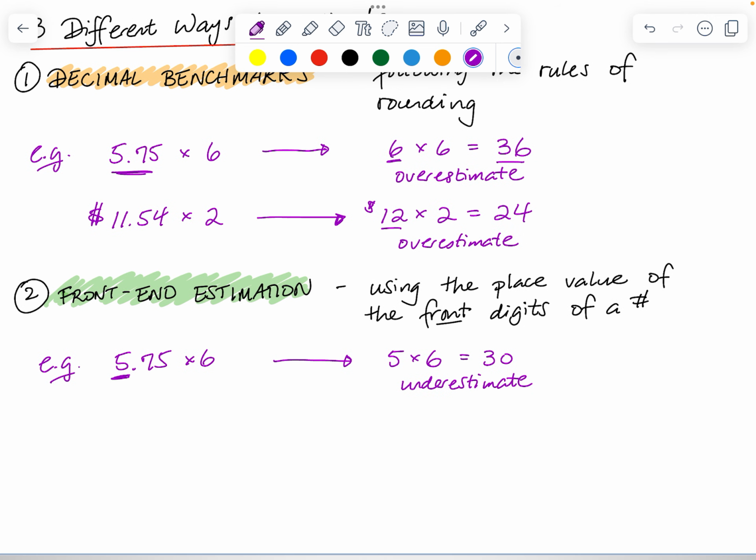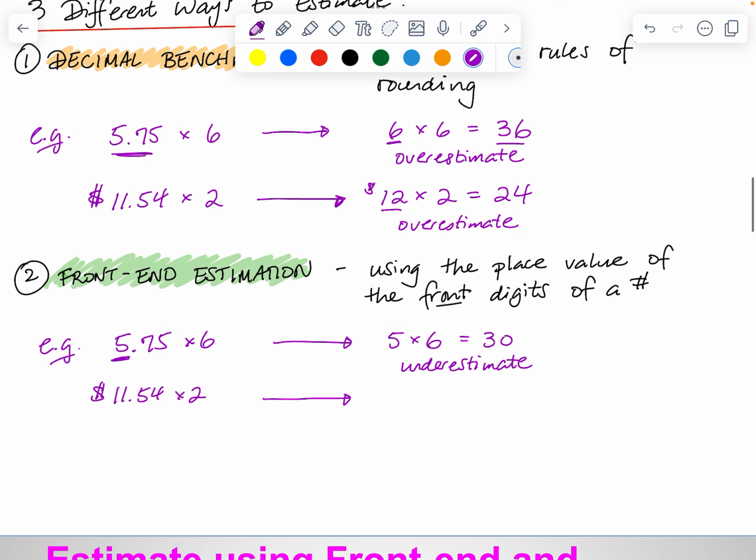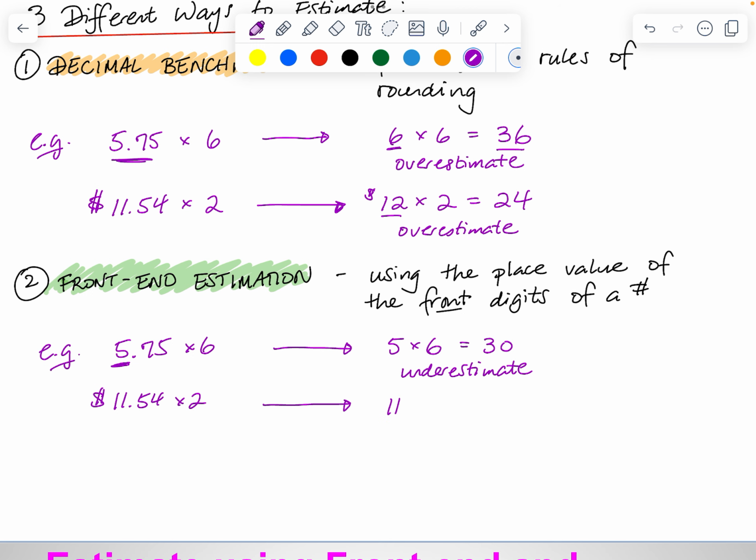Here's another example. So say you had, again, $11.54 times 2. And if you were just simply doing front-end estimation, you would leave this at $11 and not round it up to 12 because, again, you're not following the rules of rounding necessarily, times 2, which would give you 22. And so this is going to be also an underestimate. Now, those are the first two ways of estimating. So you've got decimal benchmarks and you've got front-end estimation.